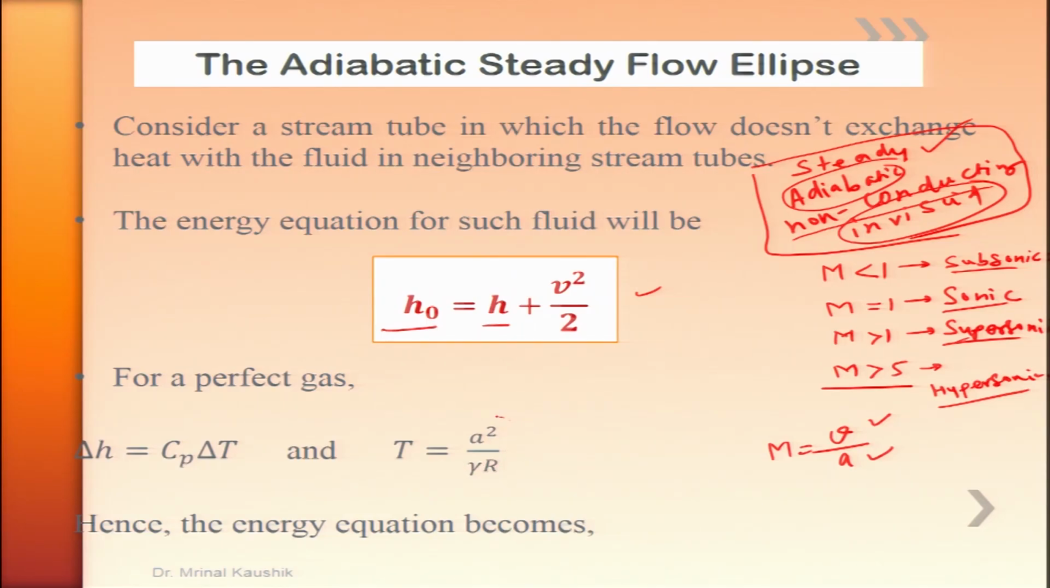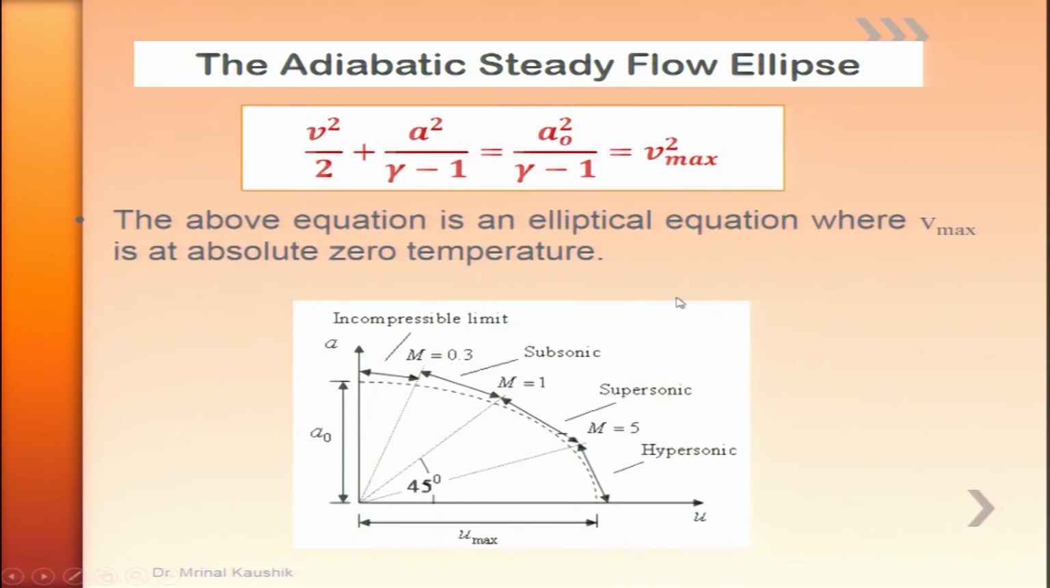Now here we will go. Suppose this equation is applied for a perfect gas. We have seen that dH is equal to Cp dT, and from the speed of sound relation we can write A square is equal to gamma RT, or T is equal to A square divided by gamma R. Using these, if we apply this in our energy equation, we get something like this.